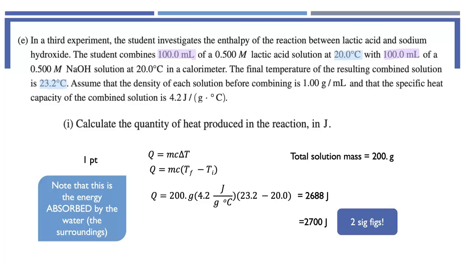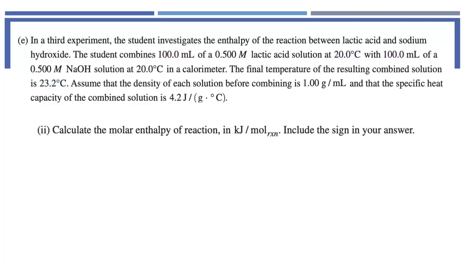And that becomes important because the next thing we're asked to do is to calculate the molar enthalpy of reaction in kilojoules per mole. Include the sign in your answer. So the sign convention here is really important. It wasn't important in the previous part, but it is critical now. What you need to remember when you're doing this is that the enthalpy of reaction would be negative Q divided by moles.